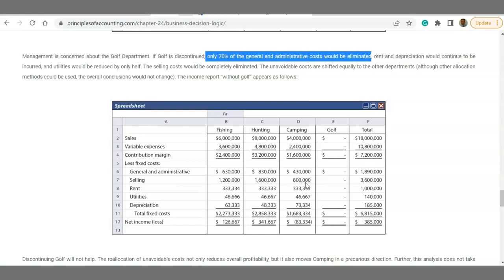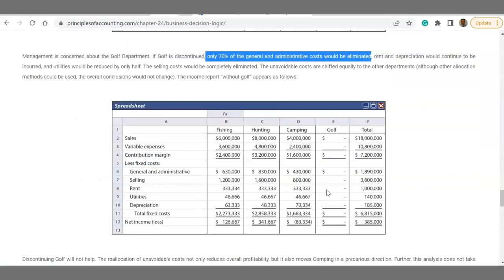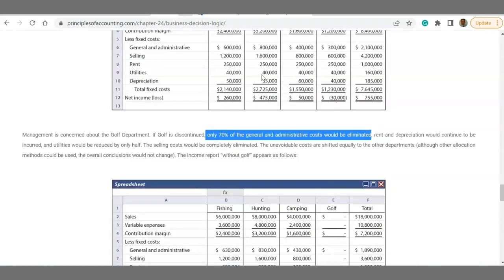Selling expenses will go away easily. That's selling expense because we are not selling it, so there is no selling expense. But rent will not go away. It has to be paid, so the cost will be allocated to the other departments. You cannot get rid of rent. Rent will stay. Utilities, half of it will go away. So half of utilities here, this is 20,000. 20,000 divided by 3 will be added to the other departments.